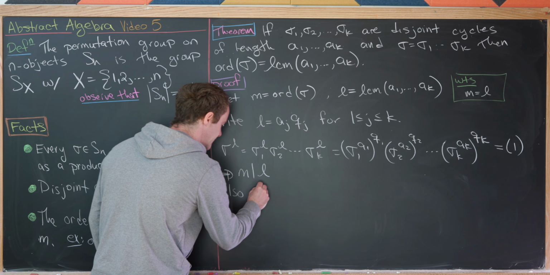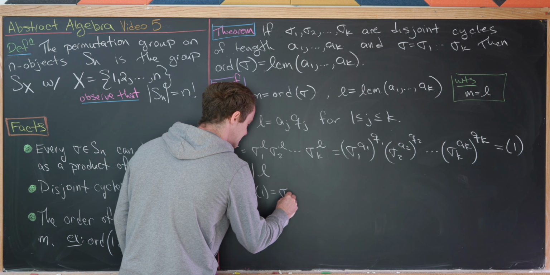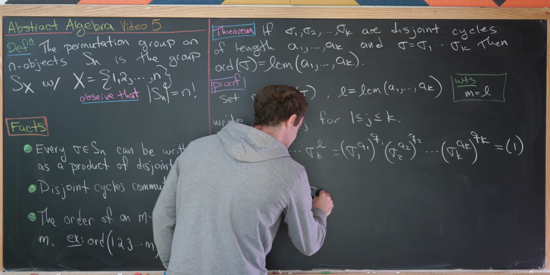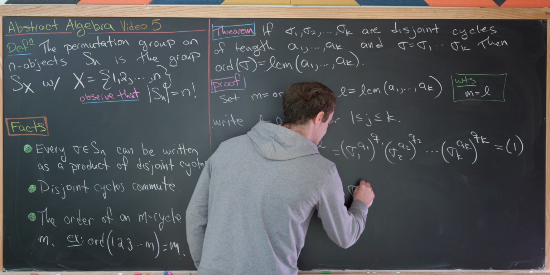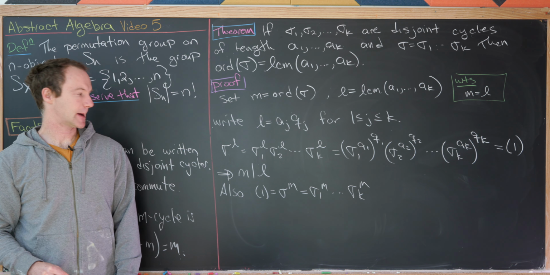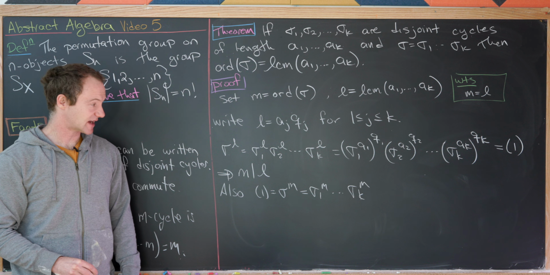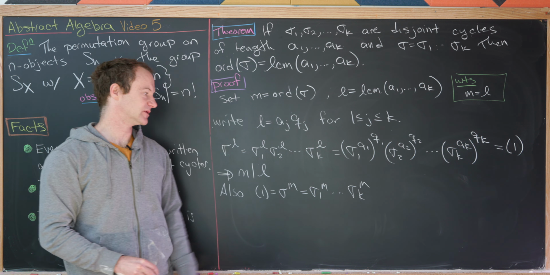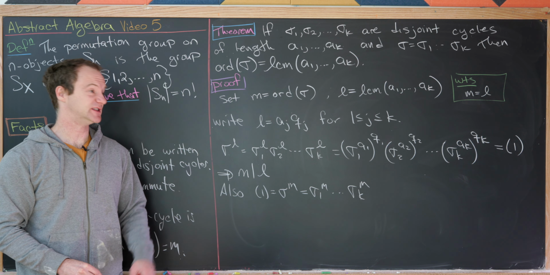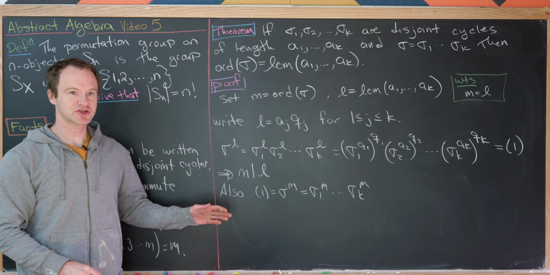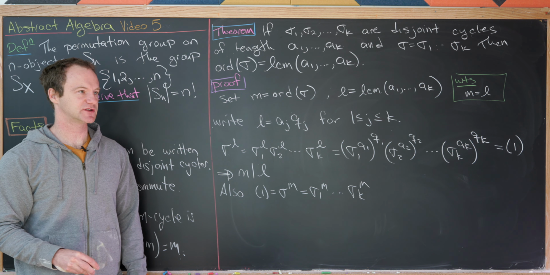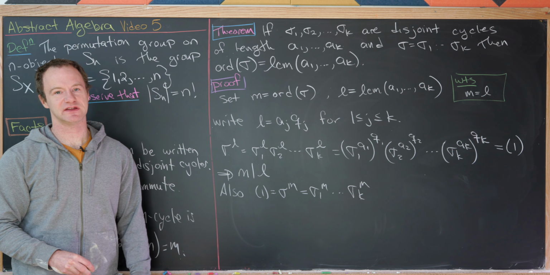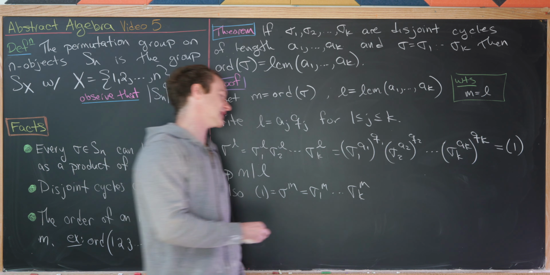So also we know that the identity is equal to sigma to the m, that's the order, but that's equal to sigma 1 to the m all the way up to sigma k to the m, like that. But since these are disjoint cycles, that means that all of these sigma 1 to the m, sigma 2 to the m, and so on and so forth are also disjoint cycles. So since they're disjoint cycles, they cannot be inverses of each other, which means that each of these individually has to be the identity. That's the only way that you'll get back to the identity.